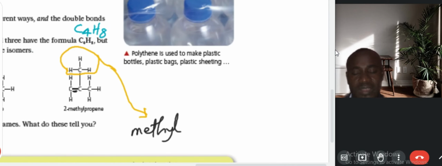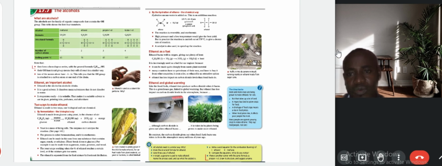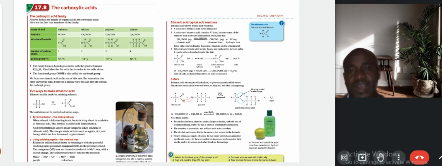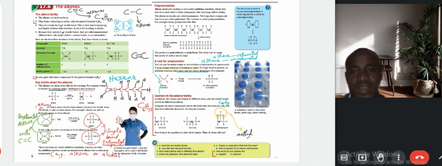We will look at other families of organic compounds like ethanol, alkanols, and carboxylic acids. Alcohols and carboxylic acids. That will be what we'll look at subsequently.